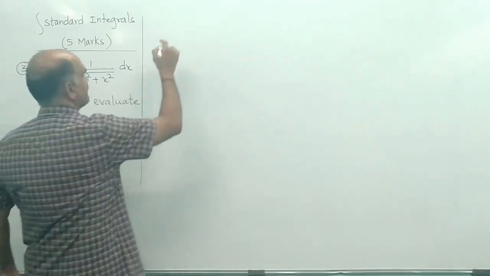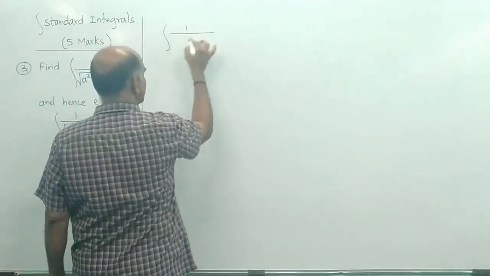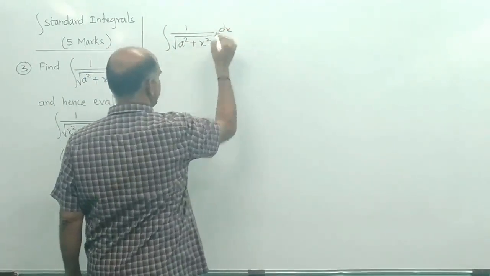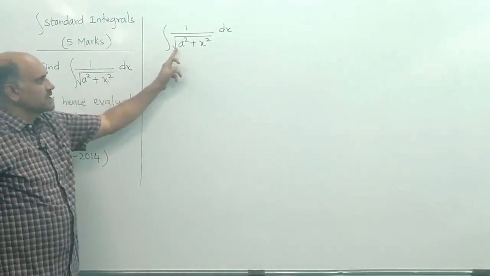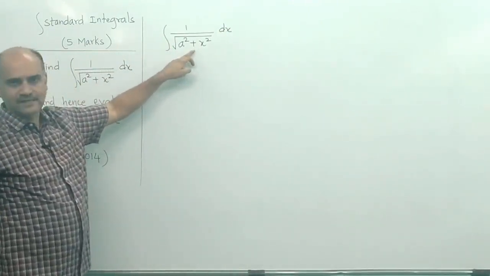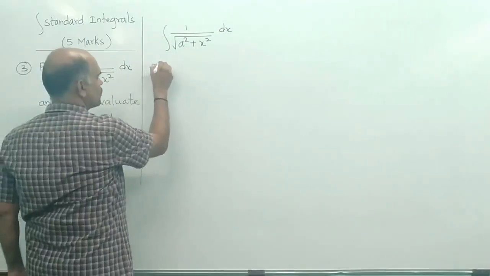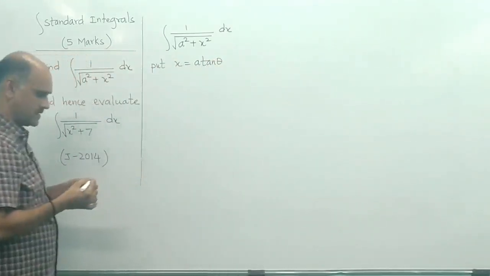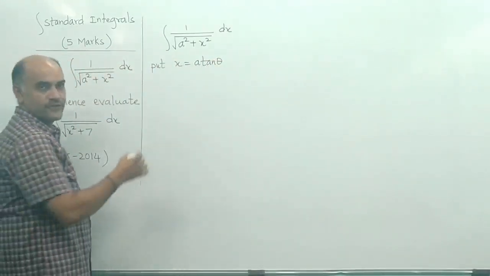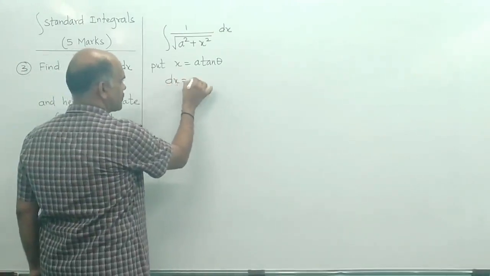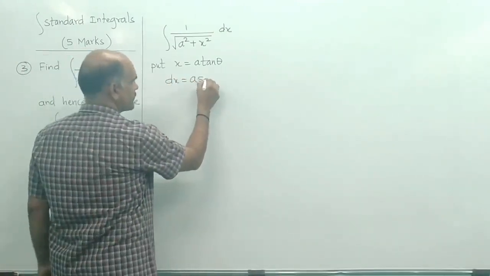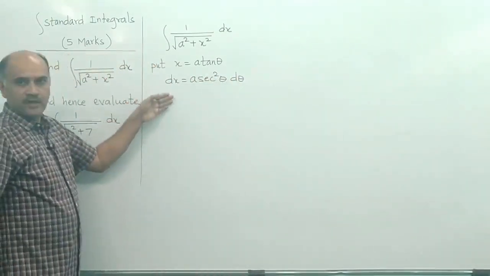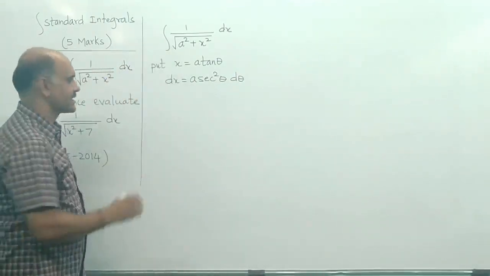So in root you are having a square plus x square. So integral of 1 by root of a square plus x square dx. So in root, if there is a square plus x square, put x is equal to a tan theta. If you differentiate, dx is equal to a, differentiation of tan is secant square theta into d theta. Now substitute these values in given integral.